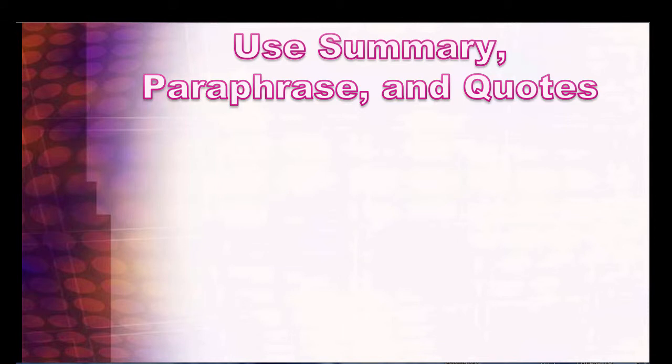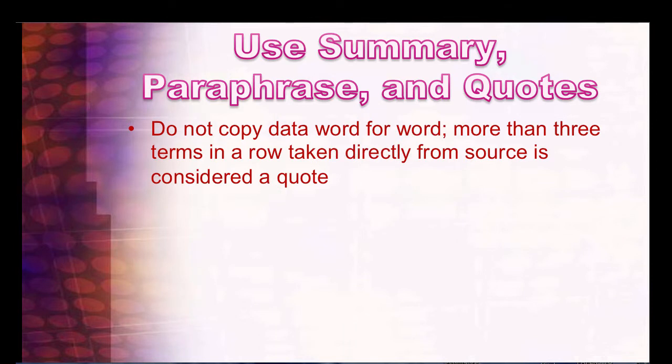Now, once you've got your sources ready and you know what data you're going to use, how exactly do you put it in the paper? Well, you use summary, paraphrase, and quotes to do that. In general, don't copy data from sources word for word. Anytime you use more than 3 terms in a row that you take directly from a source word for word, that's considered a quote. Let me explain what I mean by term as opposed to words, okay? And why I use term instead of words.